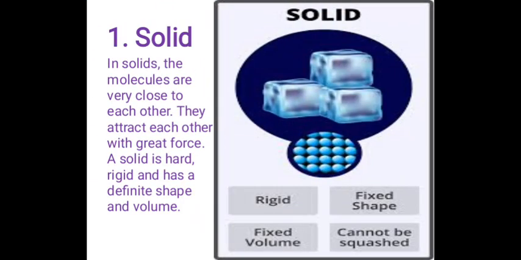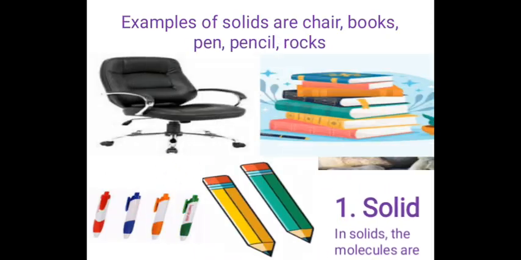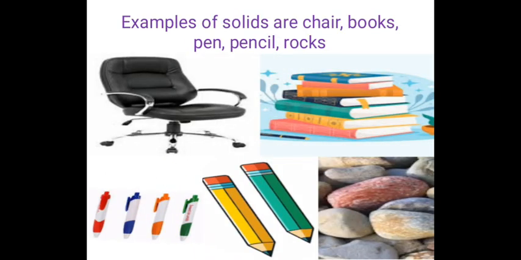What is solid? In solid, the molecules are very close to each other. They attract each other with great force. A solid is hard, rigid, and has definite shape and volume. Look at the picture. Solid is rigid, fixed shape, fixed volume, cannot be squashed. Examples of solid are chair, books, pencil, rocks.